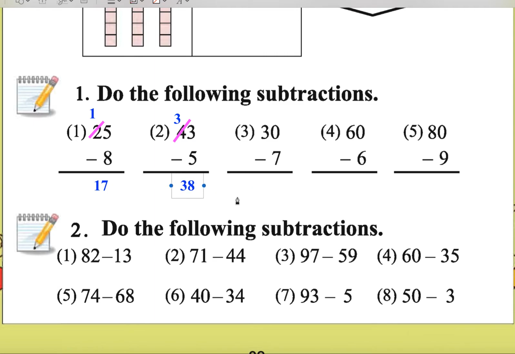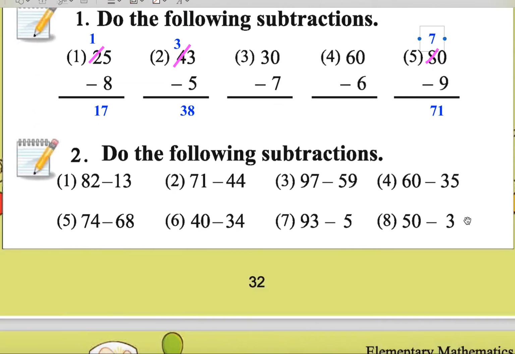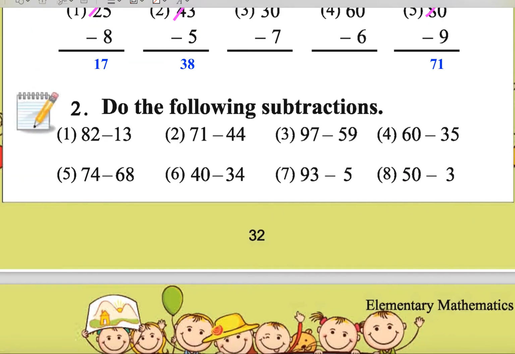Last one I'm going to do, all are similar. 80 minus 10 is 70, but this is 71. One less, right? So 10 minus 9 is 1. Here it is 7. Otherwise I will strike here and put 7 there. What's the big deal? 10 minus 9 is 1. 7 will come as it is. You have to do these things.